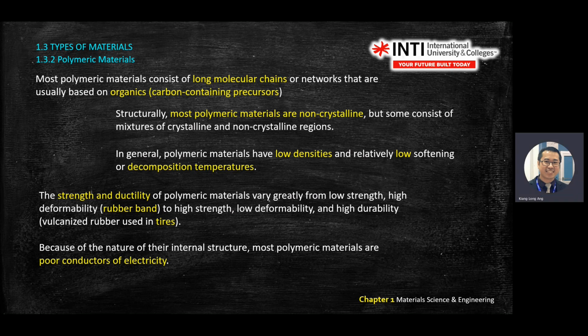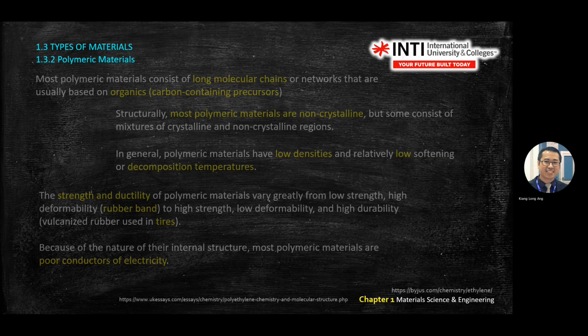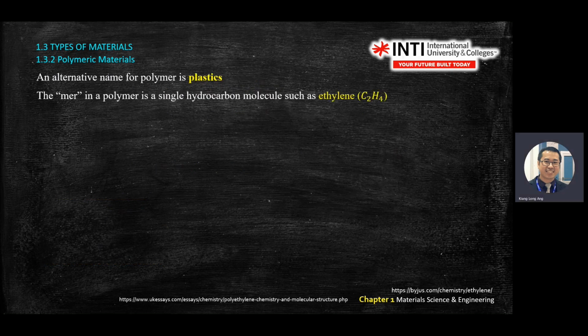For polymeric, normally they are weak conductors of electricity and also thermal. So later, these are the general properties of the material. Later, when we talk about structure, we will link all these material properties back to the crystal structure or their structures. Example of polymeric is plastic.